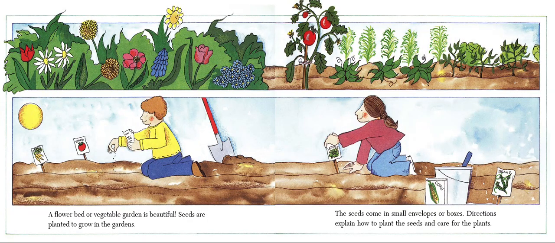A flower bed or vegetable garden is beautiful. Seeds are planted to grow in the gardens. Carrots. Tomato. The seeds come in small envelopes or boxes. Directions explain how to plant the seeds and care for the plants. Lettuce. Corn. Beans.